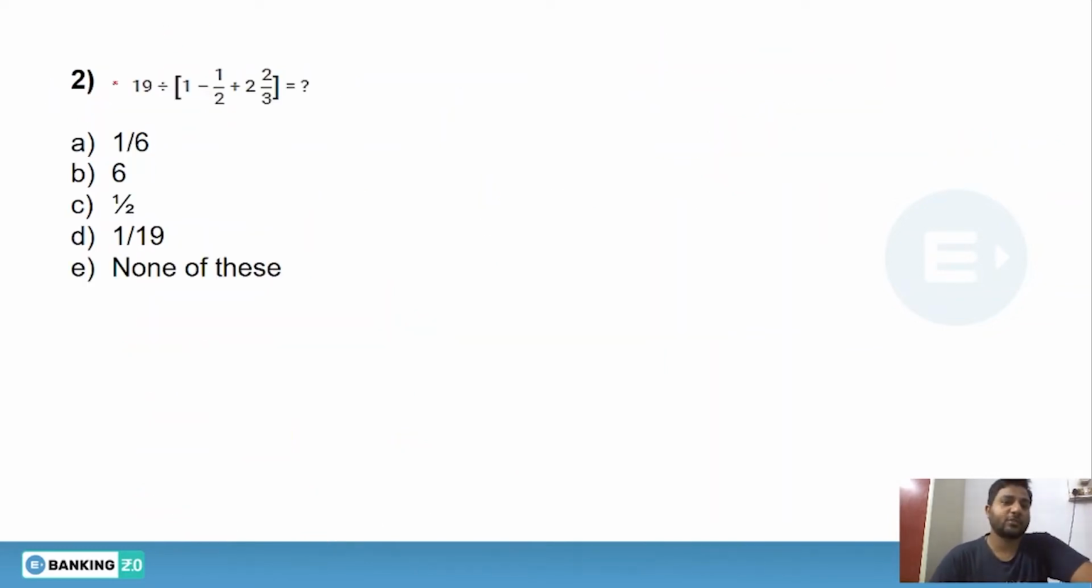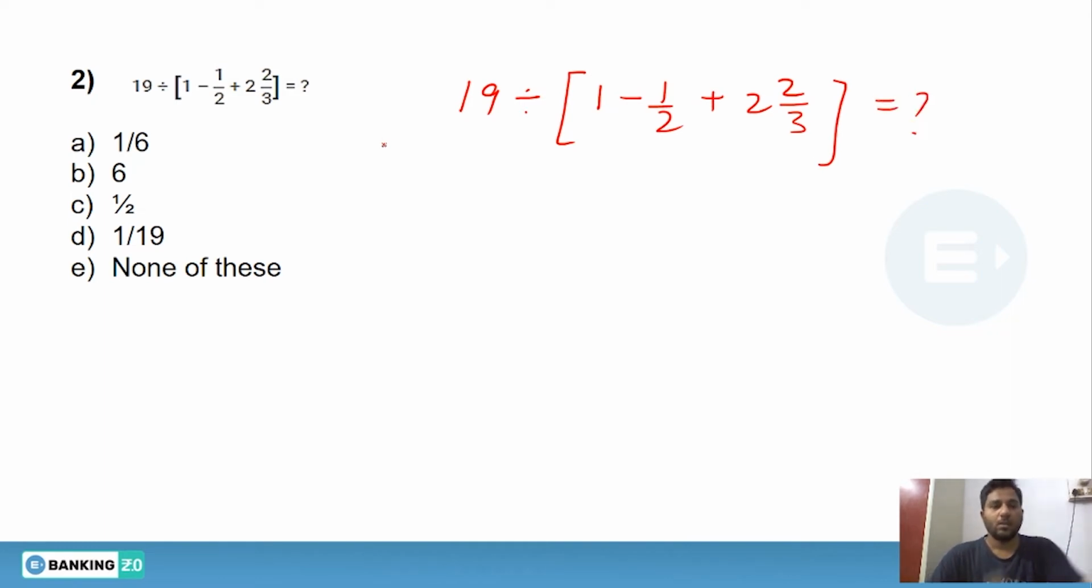Let's move on to the next question. This is a fractional method and it will be easy. Look, 19 divided by 1 minus 1 by 2 plus 2 whole 2 by 3. Now 19 divided by 1 by 2 plus 8 by 3.